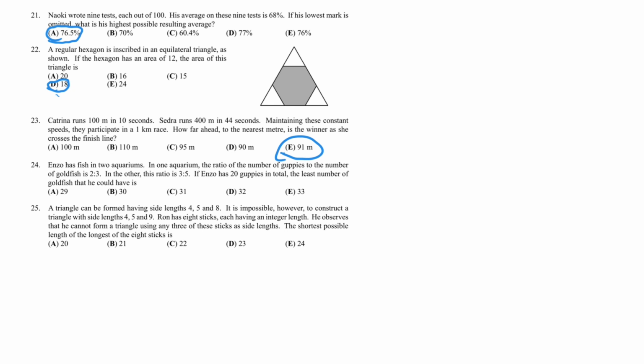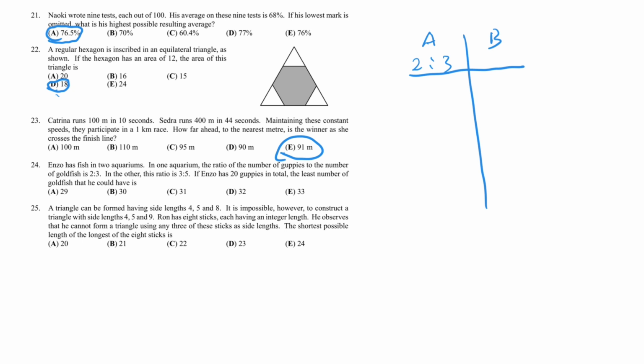Number 24. Enzo has fish in 2 aquariums. In one aquarium, the ratio of the number of guppies to the number of goldfish is 2 to 3. In the other, this ratio is 3 to 5. If Enzo has 20 guppies in total, the least number of goldfish that he could have is... 2 aquariums, we'd like to call them A and B. Guppies to goldfish in A is 2 to 3.